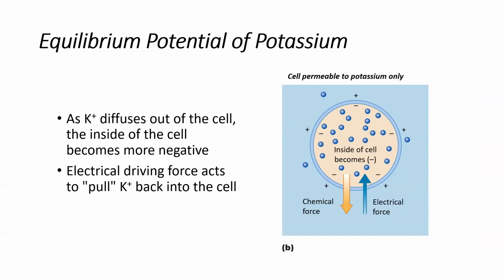I'll say that again. So according to the chemical force, potassium is moving out of the cell because of that concentration gradient. But now as potassium moves out of the cell, and because it is a positively charged ion, it leaves inside this negative environment. The inside becomes more negative, and so the electrical force is actually in the opposite direction, trying to pull potassium back into the cell, okay? So looking at just potassium alone, we have a CDF going out and an EDF going in, okay?